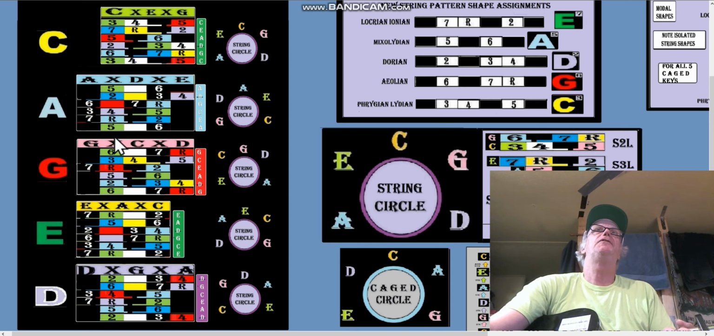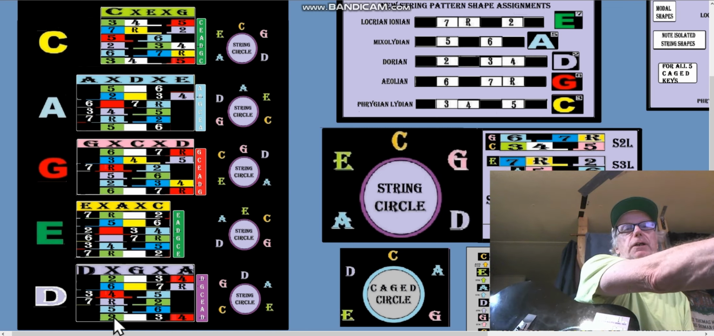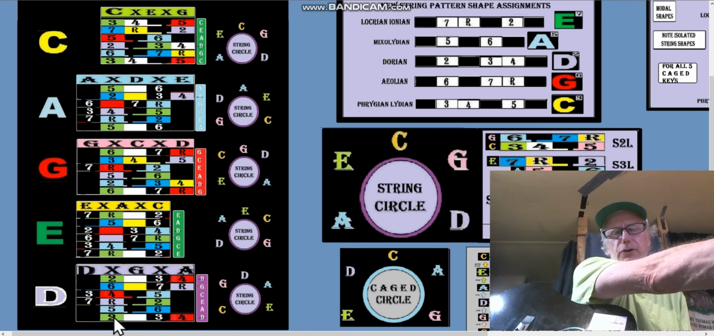Notice the 3, the 5, the 6, the root, and the 2 all have the green color because they're all the low E, the lowest note on your guitar.